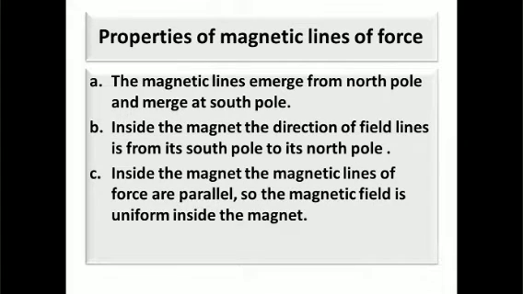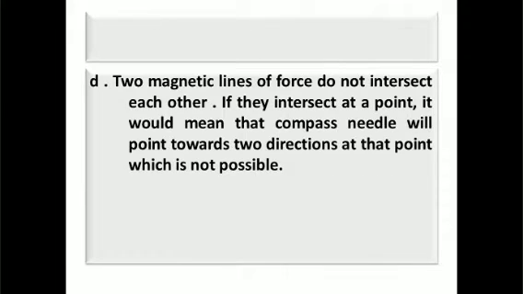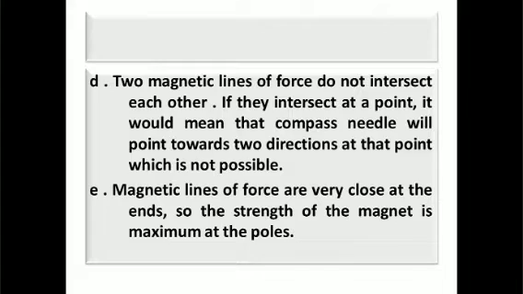Inside the magnet, the magnetic lines of force are parallel, so the magnetic field is uniform. Two magnetic lines of force do not intersect each other. If they intersected at a point, it would mean that the compass needle would point in two directions at that point, which is not possible. Magnetic lines of force are very close at the ends, so the strength of the magnet is maximum at the poles.